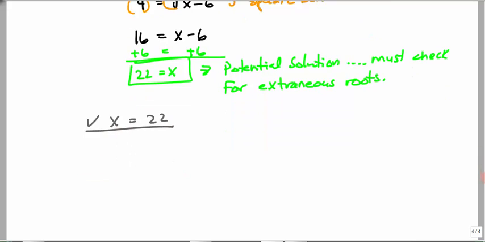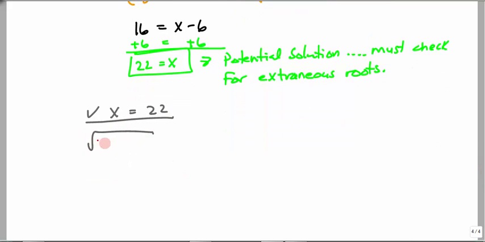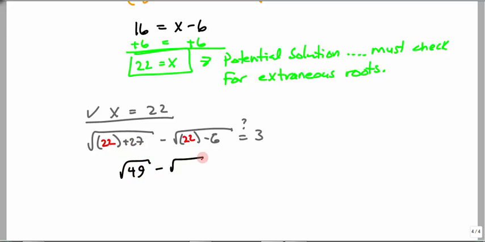The way this would work is I'd have my radical, and everywhere that there was an x, I would plug in my value of 22. And I want to check and see if this is equal to 3. So 22 would go wherever my x was. Again, this is just my original equation. 22 plus 27 is 49, so I have the square root of 49. 22 minus 6 is 16, and I want to know, does this equal 3?